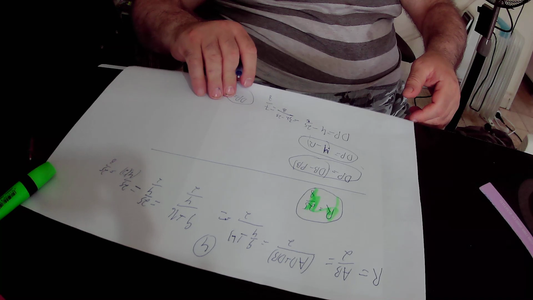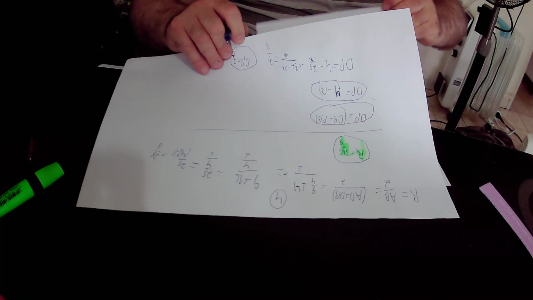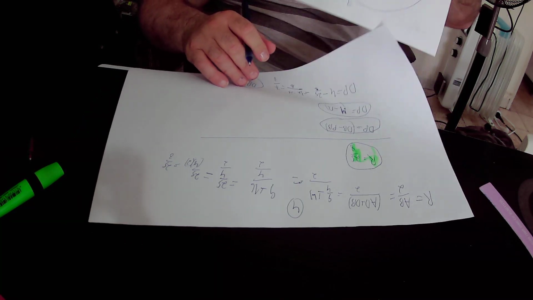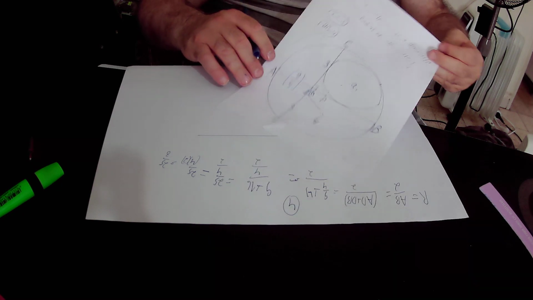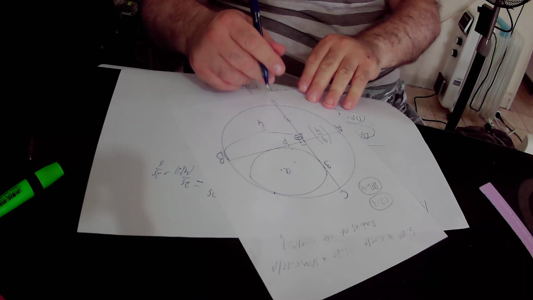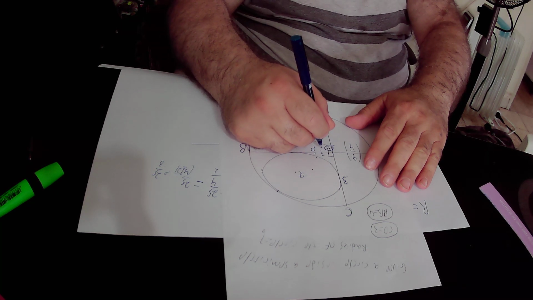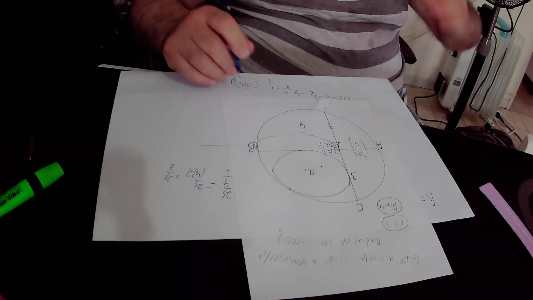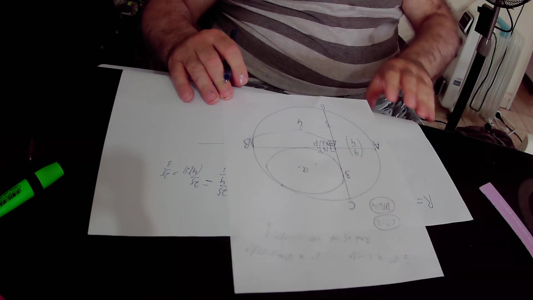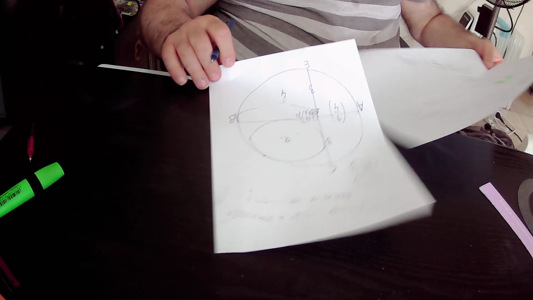So we can write here that dp equals 7 eighths in the next step.